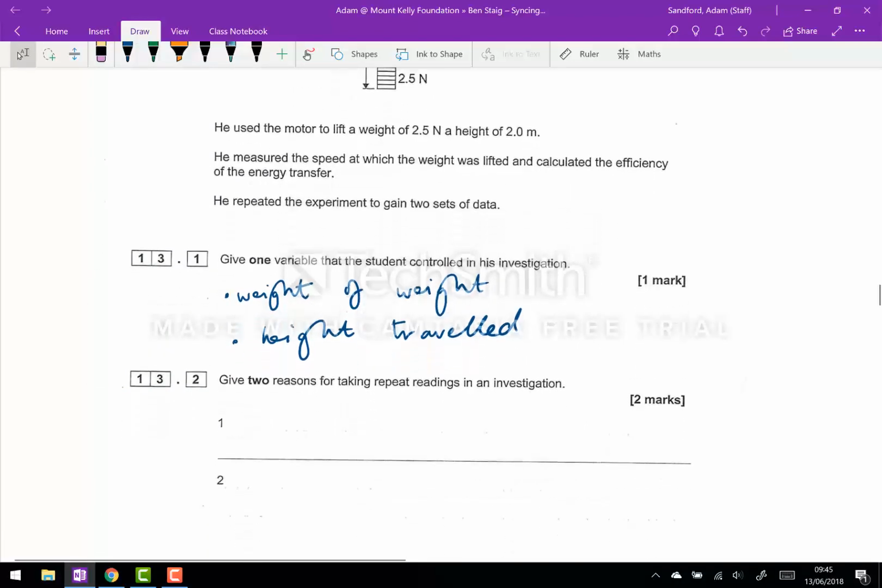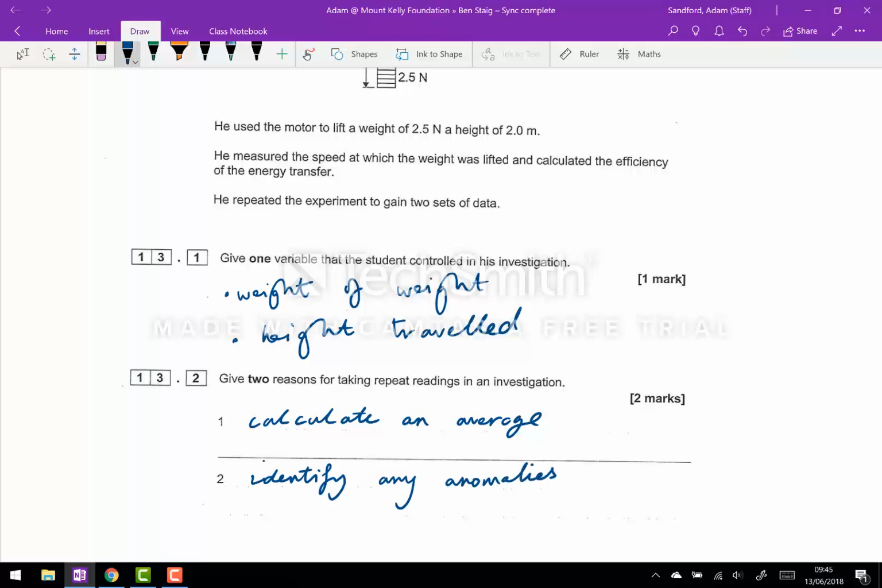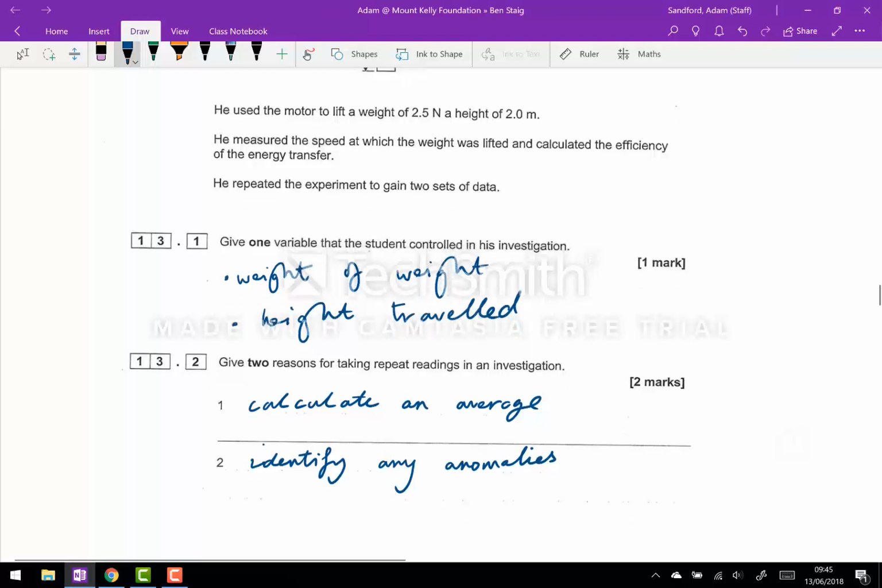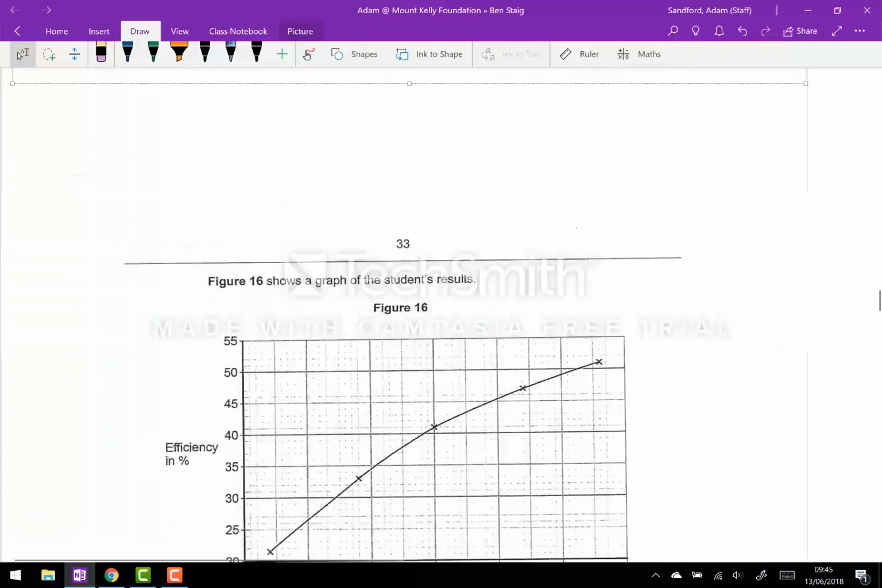Give 2 reasons for taking repeats in the investigation. Is to calculate an average, and identify any anomalies. Lots of you put that it makes it a fair test. Not necessarily. You do it 100 times unfairly, that doesn't make it any better. Okay, so you've got to be careful about the terminology that you're using.